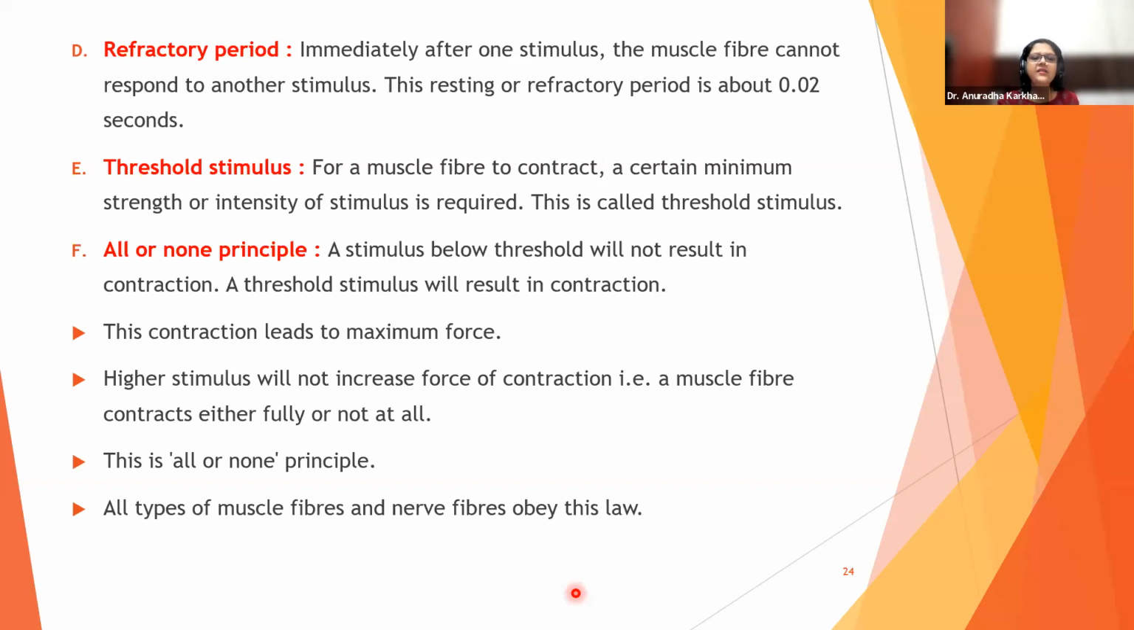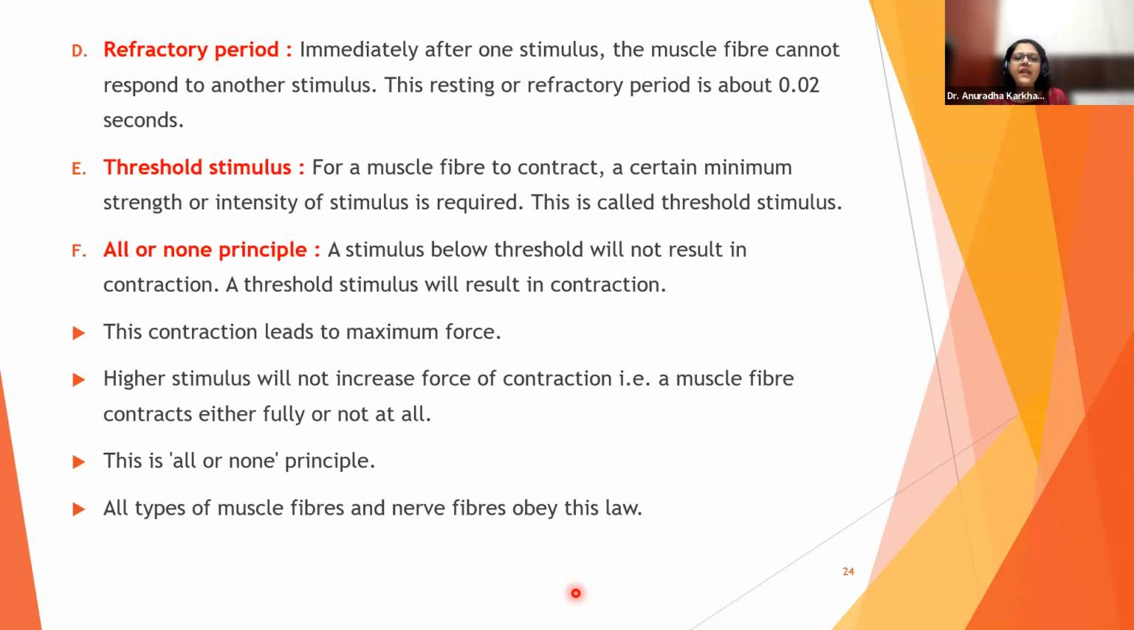So a higher stimulus will not increase the force of contraction. That is, a muscle fiber contracts either fully or not at all. This is the all or none principle. All types of muscle fibers and nerve fibers obey this law. So it is not the case that a higher stimulus means much more contraction. Yes, the number of times the contraction happens will be more.